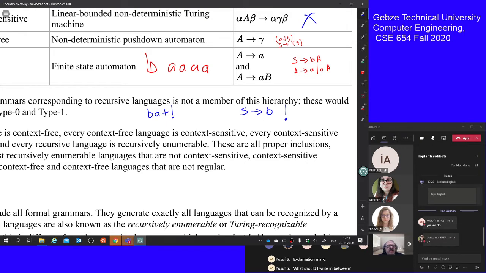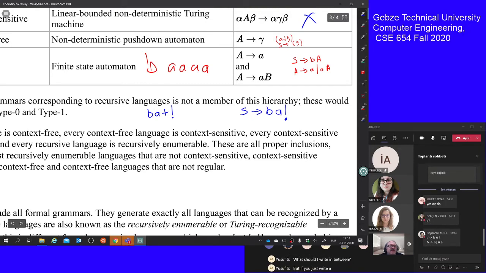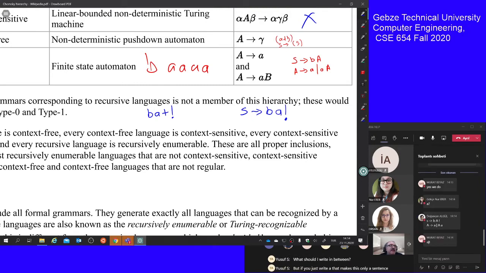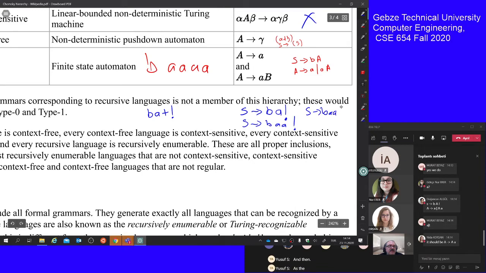But if you just write A, that makes this only a sentence. Or you mean that if I do that, maybe I can write B-A-A and then S-B-A-A-A like that. So I write this as many times as I like. Okay, Nida has an idea. Say that don't do that. Do this instead.